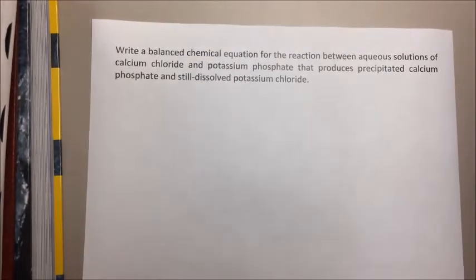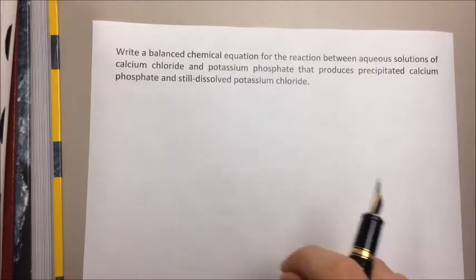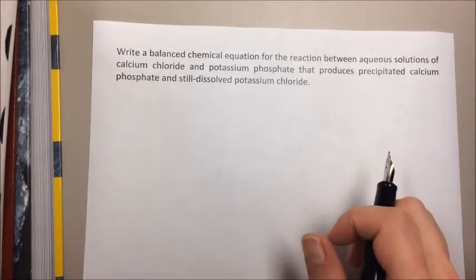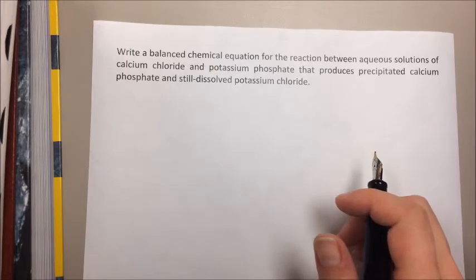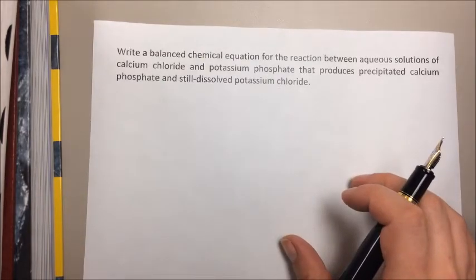In this video, we're going to write a balanced chemical equation for the reaction between aqueous solutions of calcium chloride and potassium phosphate that produces precipitated calcium phosphate and still dissolved potassium chloride. So to start with, we need to figure out which are our reactants and which are our products.